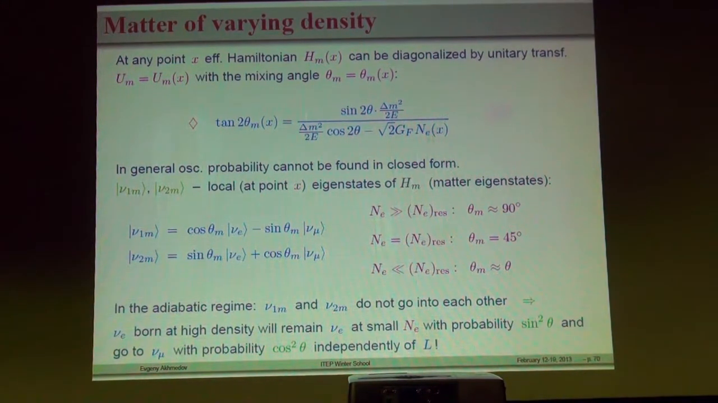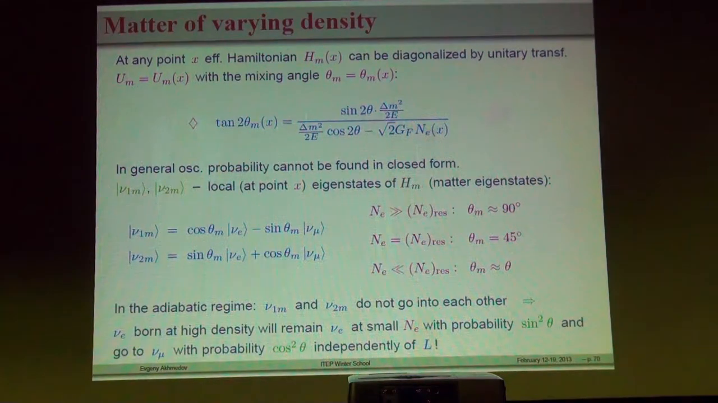This means that actually, if we go from very high density to very small density, the mixing angle changes from 90 degrees at very high densities, because we have very small and negative tangents of twice the mixing angle, to 45 degrees at the resonance, and to the vacuum value at very small densities.